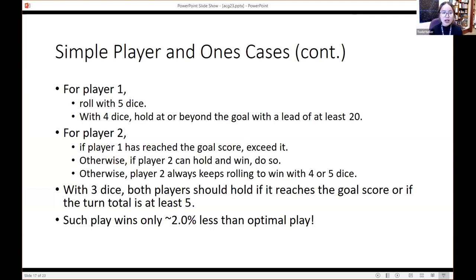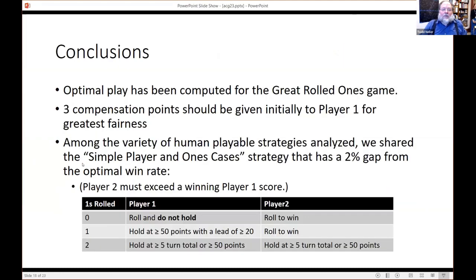For player two, if player one has reached the goal score, player two has no choice but to exceed it. Or if player two has reached above 50 already, they can just hold and win. In the other case, player two will keep rolling until we have 4 or 5 dice. And with 3 dice, both players should hold if they reached the goal score or when the turn total is at least 5. So this achieves only a 2% gap against optimal play.